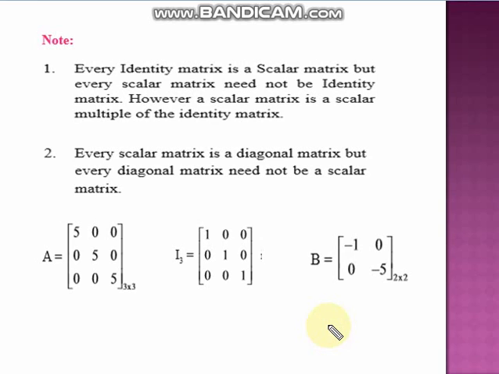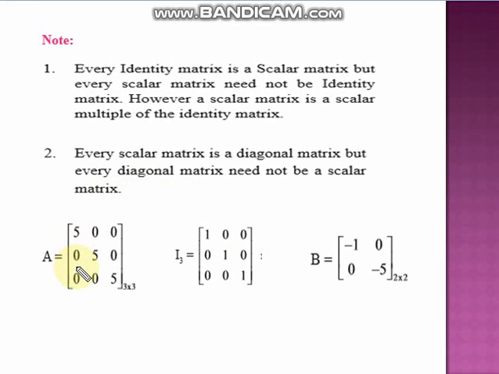Next note. First one: every identity matrix is a scalar matrix, but every scalar matrix need not be an identity. See what we have written here, every identity matrix is a scalar matrix. So let us consider this example I3 and check whether it is a scalar matrix. What is the definition of a scalar matrix? A diagonal matrix in which all the diagonal elements are same is known as a scalar matrix. So this is an identity matrix where all the diagonal elements are same. So this is a scalar matrix.